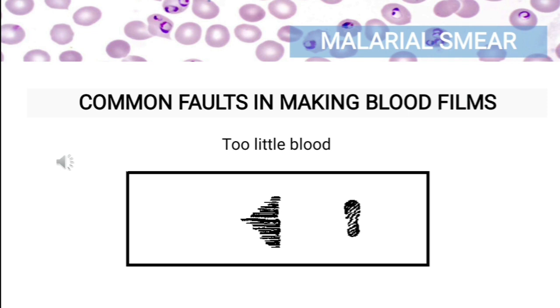The next one is too little blood. If too little blood is used to make the films, there will not be enough white cells in the thick film field, and you will not examine enough blood in the standard examination. The thin film may be too small for use as a label.